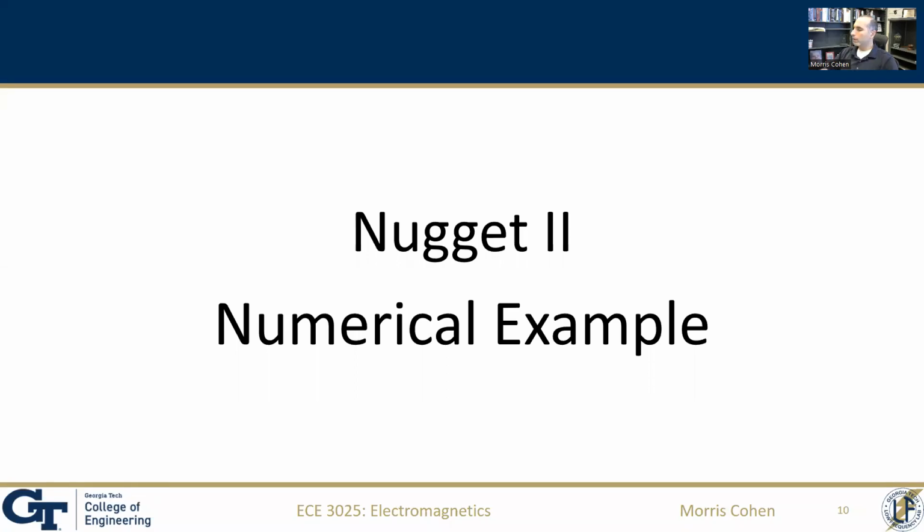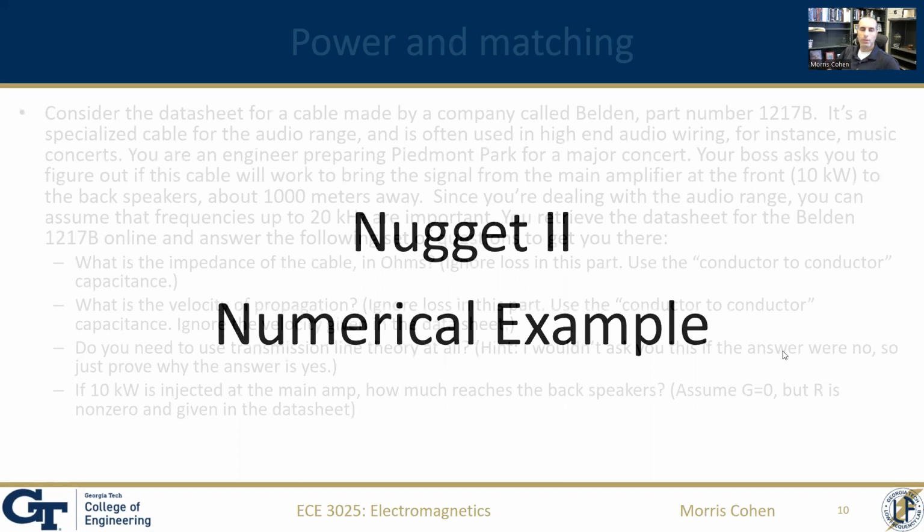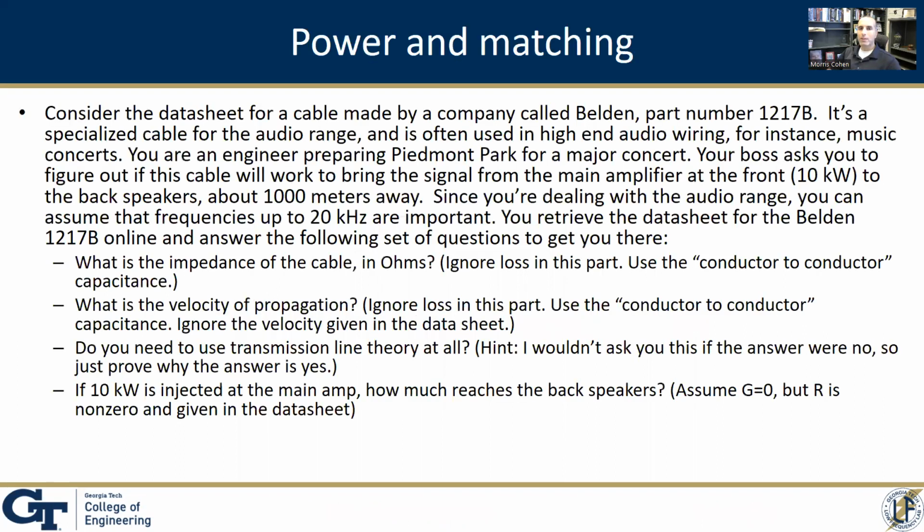Okay, in this video, we are going to cover a numerical example of lossy transmission lines, and we'll see how this works for real. So let me show you the problem, and then we'll go through it. We're going to take a look at the data sheet for a cable by a company called Belden. The part number is 1217B.